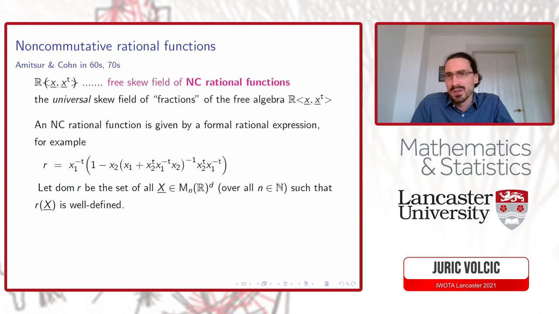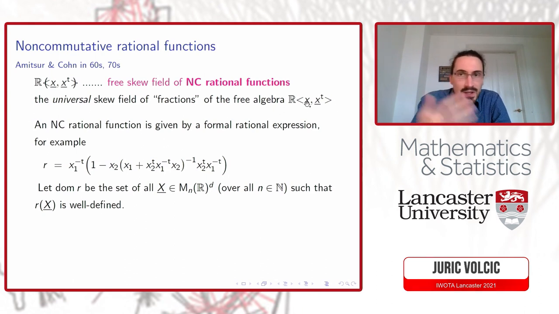So it turns out that free algebra is an algebraic object. It admits a universal skew field of "fractions." I'm putting fractions here in quotation marks because, well, we're non-commutative, we don't really have fractions. But intuitively, you can imagine what this should be, right?